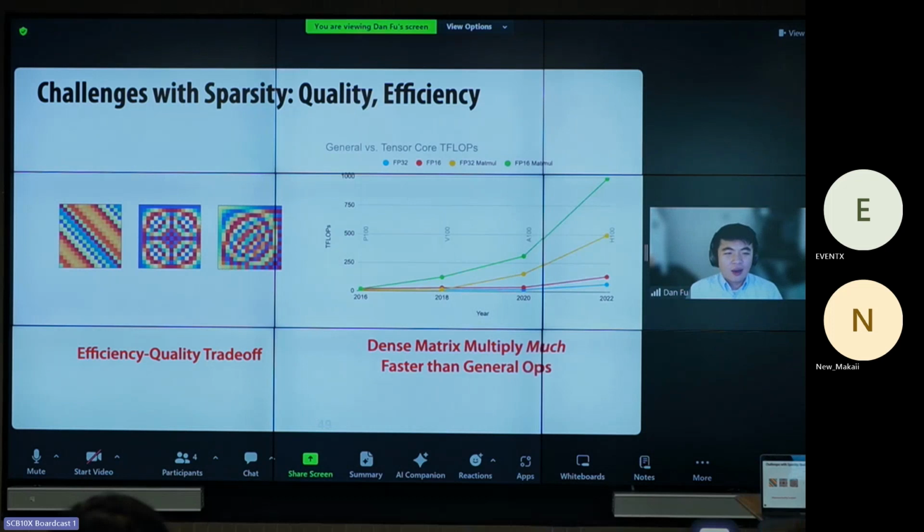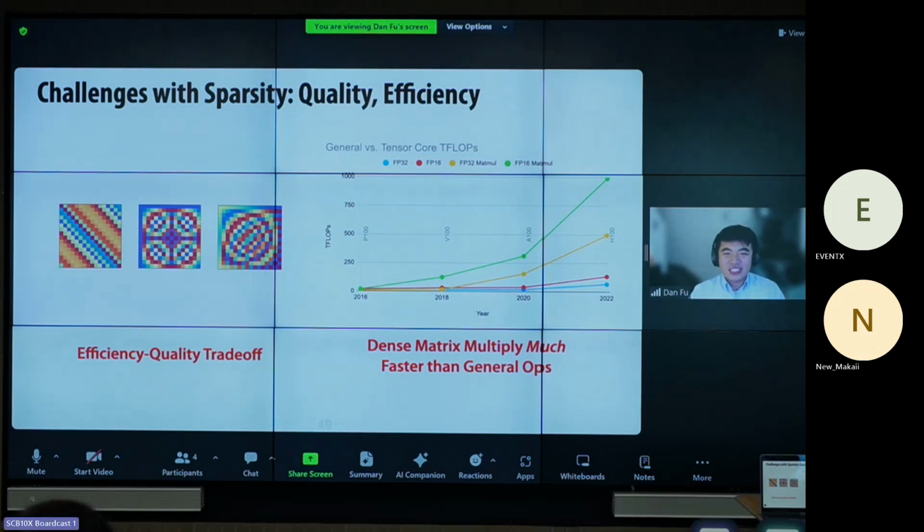The second challenge is that modern hardware is really specialized to dense matrix multiply. So on modern accelerators, dense matrix multiply is much faster than general operations. So these green and yellow lines are growing much faster than red and blue. Green and yellow is dense matrix multiply. Red and blue is general operations. So this trend is pretty fundamental to how we know how to build hardware. And it's actually accelerating, it's getting more extreme. So in 2018, the V100 matrix multiply was 8 times faster than general computation. Nowadays, it's 16 times faster on the A100 and the H100.